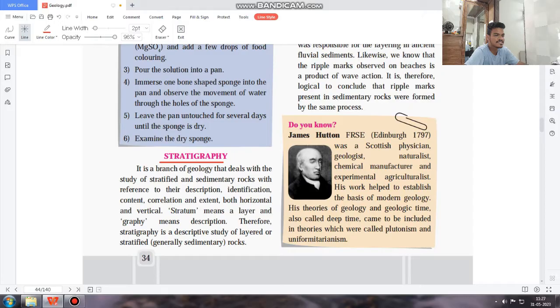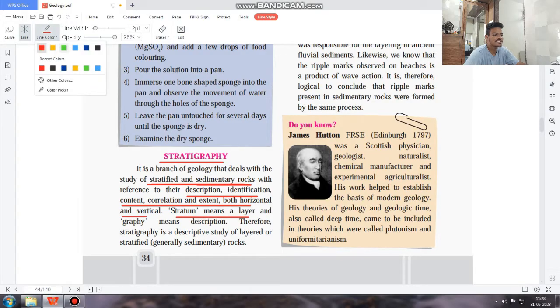I will make a video on sedimentary rocks also, which comes in petrology. I'm making this video before that, no problem. You can just name sedimentary rocks. Stratification is just observing sedimentary rocks, just remember that. You can refer to description, identification, correlation. Stratum means layer, and graphy means description. Therefore, stratigraphy is a combination of stratification and description of sedimentary rocks.